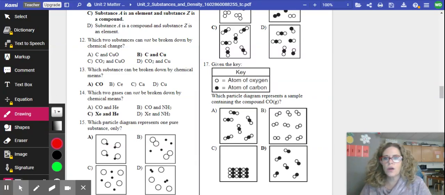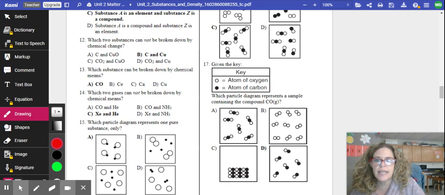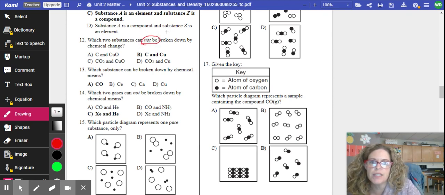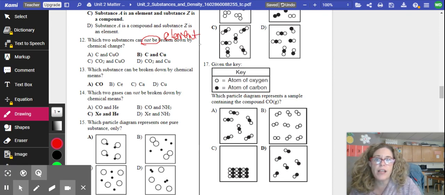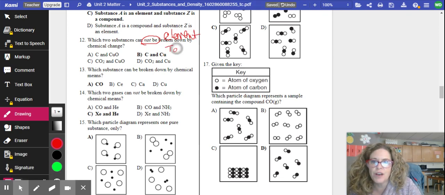This is video 2, going over the homework assignment from Test Wizard. Which two substances cannot be broken down by chemical change? That cannot be broken down is going to be an element. So I need to find two that are elements. How do I know if something's an element or not? Because I'm not familiar with them all just yet.